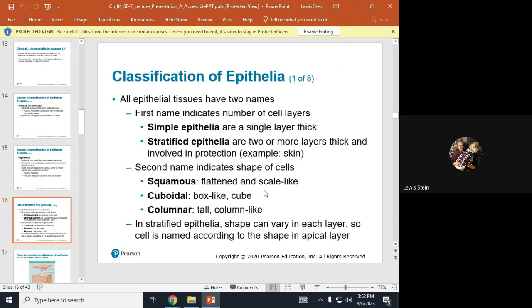So squamous, flattened, they look like scales. The name actually is an offshoot of shingles, like shingles that overlap on your roof. And so for me, I think squamous, squished, squash. Anything with SQ works for me.